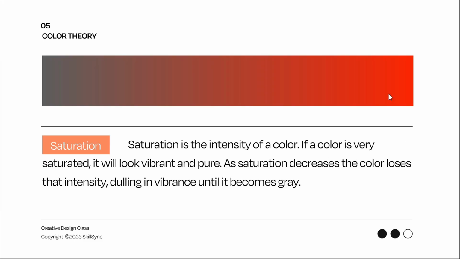Okay. So now let's come to saturation. Saturation is the intensity of a color. The intensity of the color. So when you look at the bar at the top here, as we are moving from left to right, it moves from gray to much more intense red. That is saturation. So the more I reduce the saturation, the more gray it becomes.